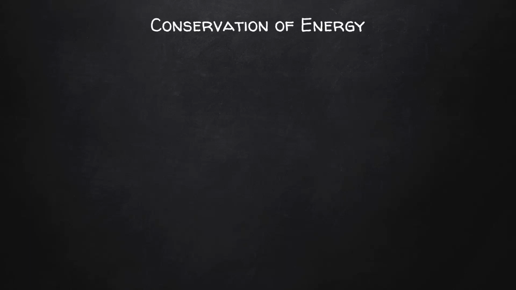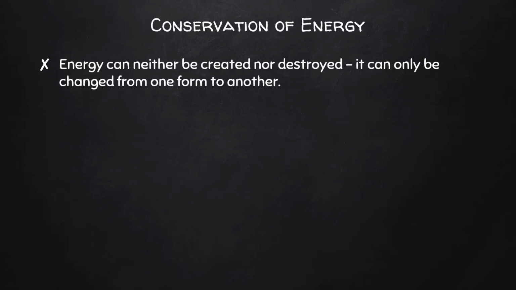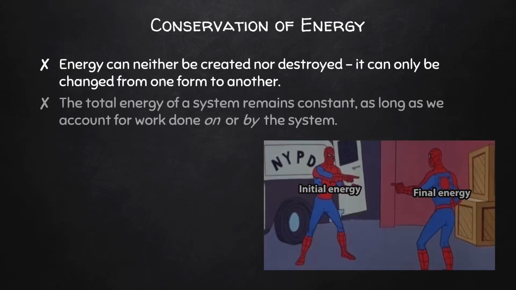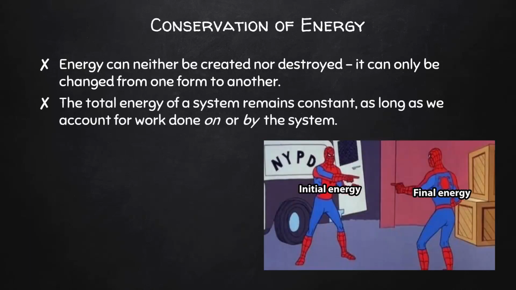Conservation of energy is probably the most important idea in all of science. Energy can neither be created nor destroyed. It can only be changed from one form to another. For our purposes, we'll say that the total energy of a system remains constant, as long as we account for the work done on or by the system. In equation form, we can write simply that the initial energy plus the work done equals the final energy.